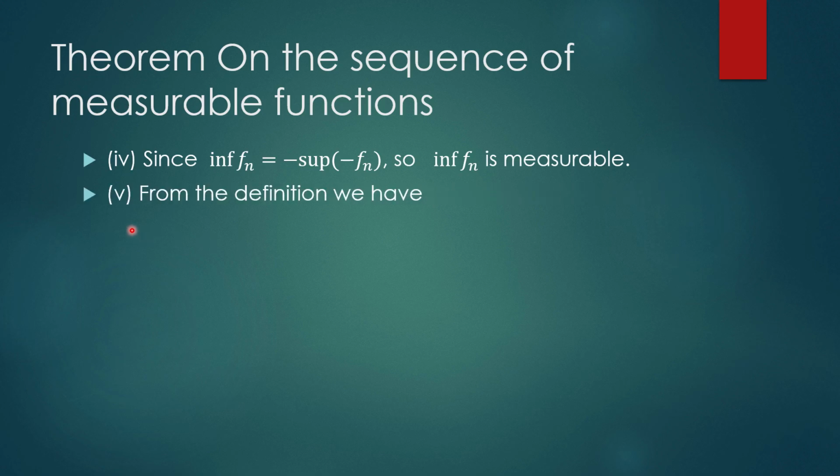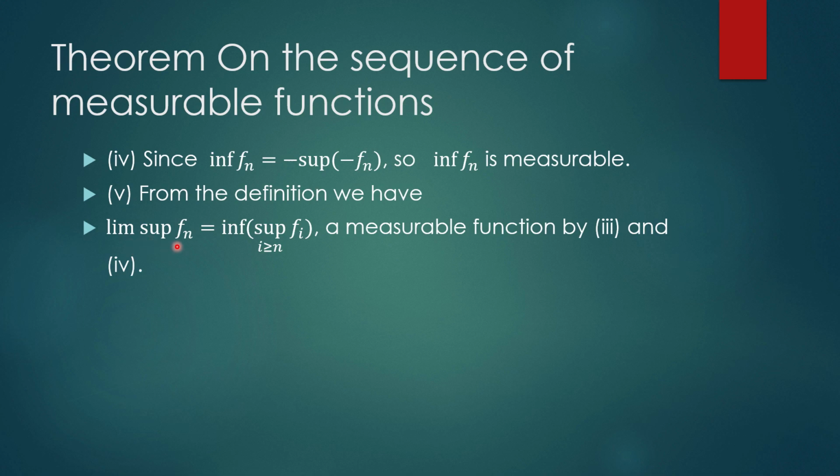Alright, so from the definition we have number 5. From the definition, the limit supremum f_n is exactly equal to the infimum of the supremum of f_i. Actually, the definition says that the limit supremum f_n is equal to the infimum over all n of the supremum over i greater than or equal to n. So this is the supremum function for i greater than or equal to n, and after that you take the infimum over all n. This is already an infimum function. We have already shown that the supremum function is measurable and the infimum function is also measurable, therefore this function is measurable.